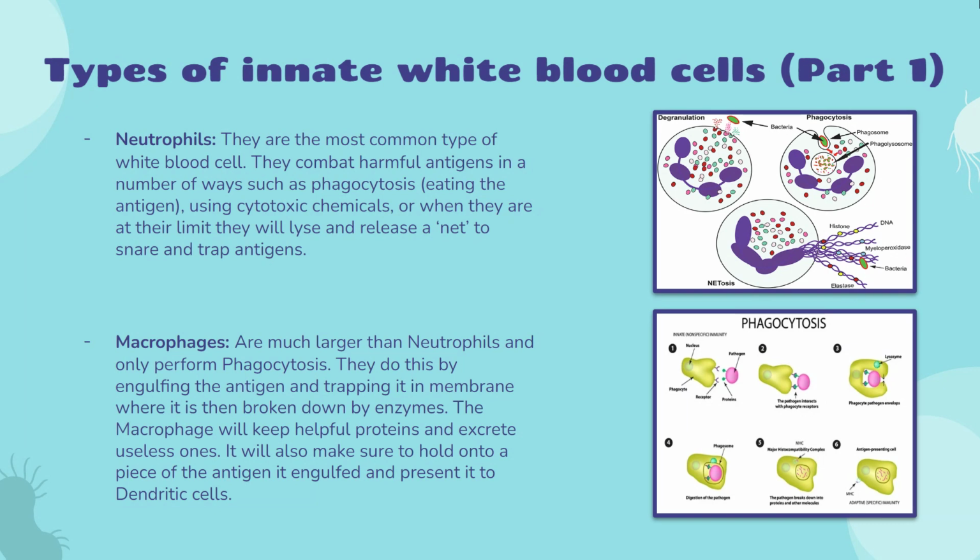and eat the antigen. They can use cytotoxic chemicals, which, as the name implies, are just toxic chemicals that will kill the antigen when exposed to it. Or when they're at their limit, they will lyse, which means that they will kind of explode and release a net made of their own DNA to snare and entrap antigens.